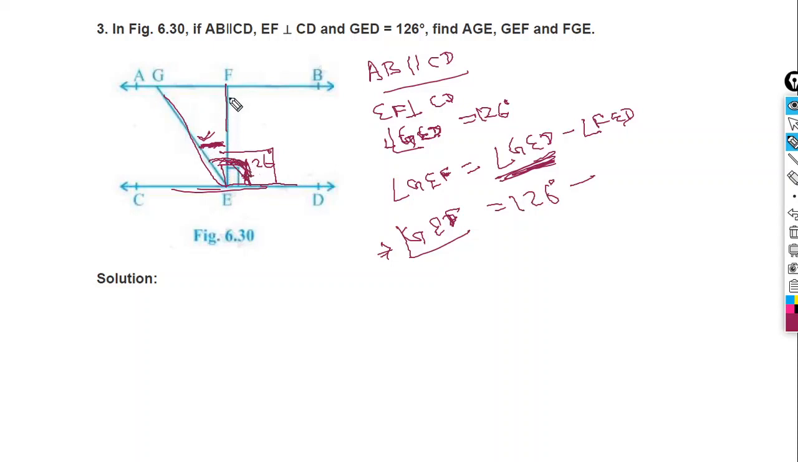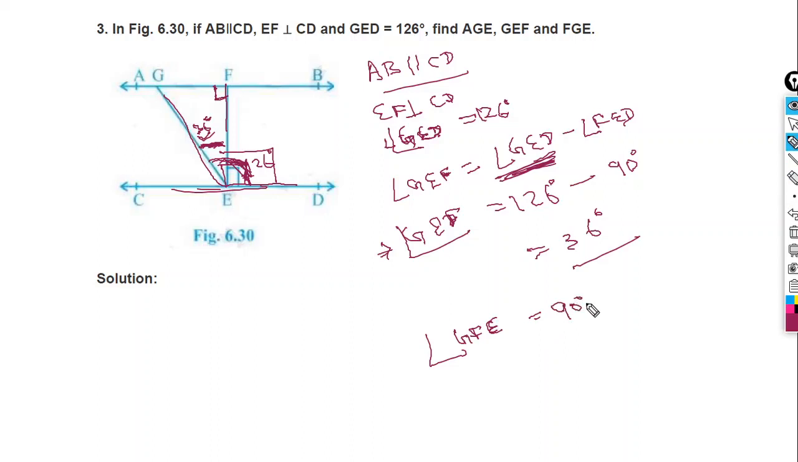It is given to us because FE is perpendicular to CD. So minus 90 degrees, which will be equal to 36 degrees. So we got angle GEF as 36 degrees. This angle is 36 degrees. Now angle GFE, what? This angle will be 90 degrees. You can write directly angle GFE equal to 90 degrees.